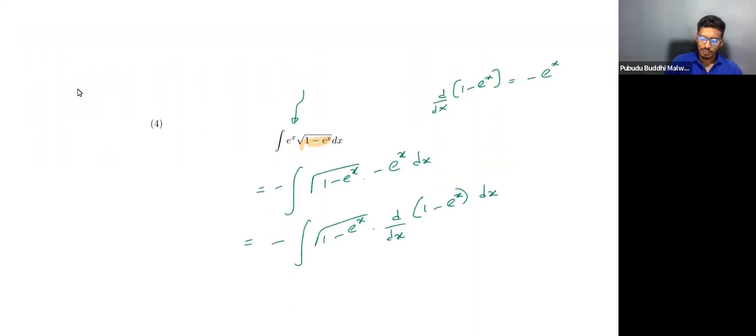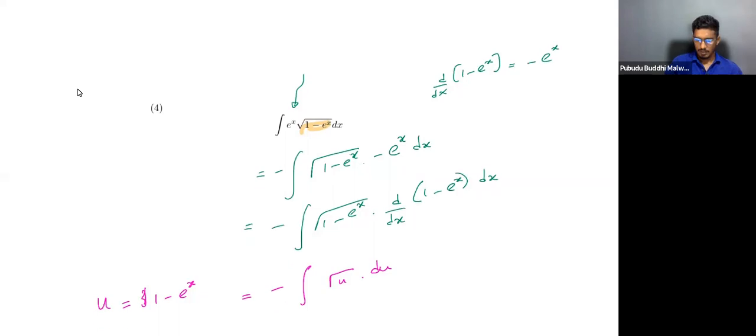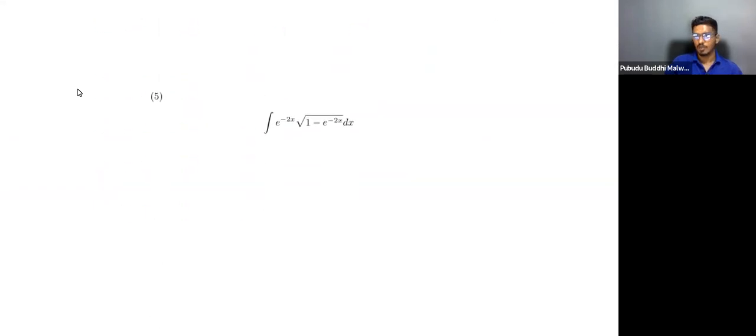Because after using that substitution, u equals 1 minus exponential x, you will get square root of u here. So that's not a problem at all, right? And here du. Once again, the idea should be identifying the inner function. Then you can integrate this. And try this one too.